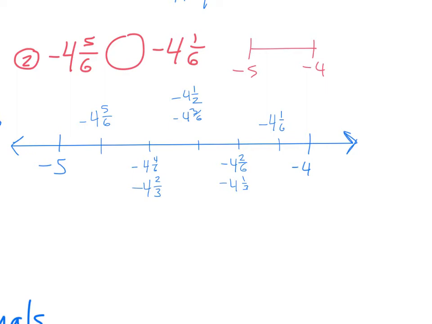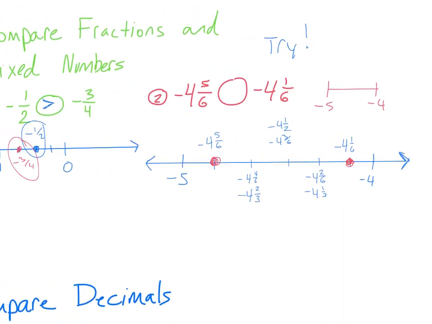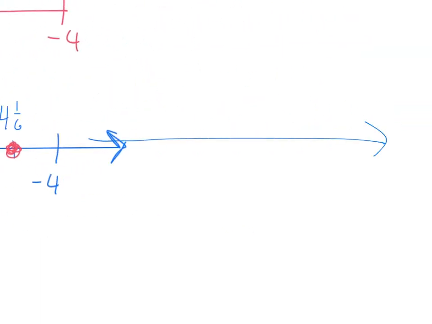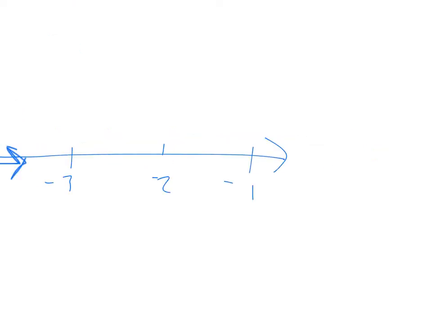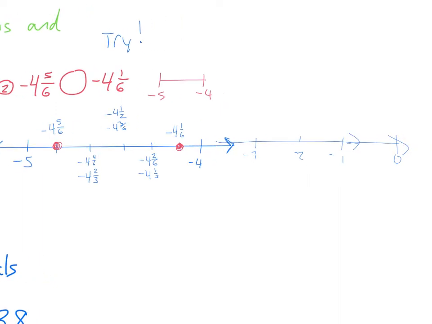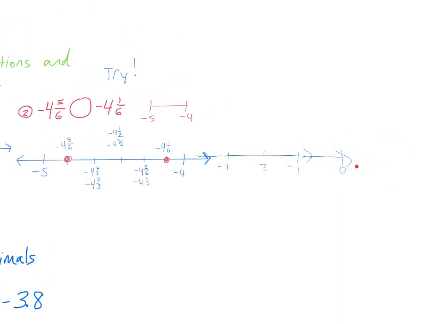Negative 4 and 5/6 is right there. Negative 4 and 1/6 is right there. So again, comparing two negative numbers, which one is closer to 0? Remember, if that's negative 5 and that's negative 4, then moving on down the line, maybe negative 3, negative 2, negative 1, and then maybe 0. This obviously is very sketchy, but all that to say, which one is closer to 0? We remember that 0 is down here to the right, so in this case it would be the negative 4 and 1/6. It is greater.